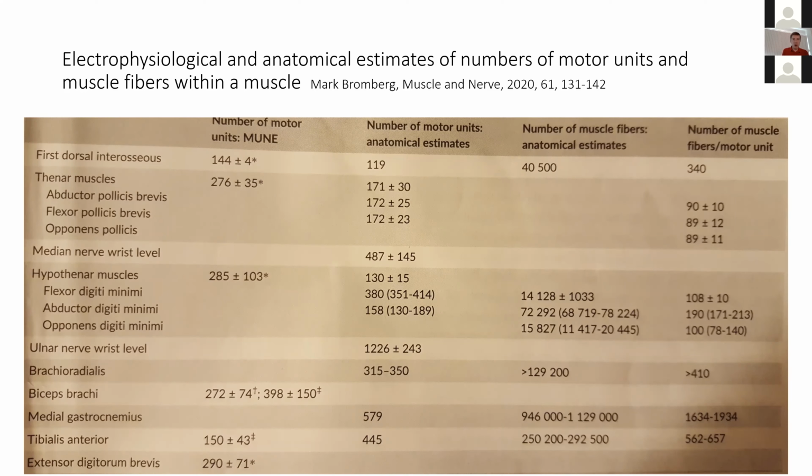So this is the reason why we see that, for example, in the hypothenar muscles, we have a very high number of muscle fibers, but the number of muscle fibers per motor unit is much lower than, for example, in the bigger muscles like the tibialis anterior. So the lower the motor units in one muscle, the higher the precision of the activity we can perform.